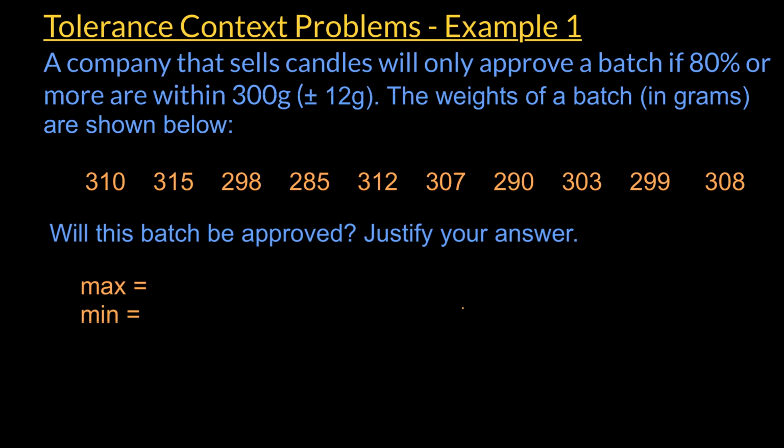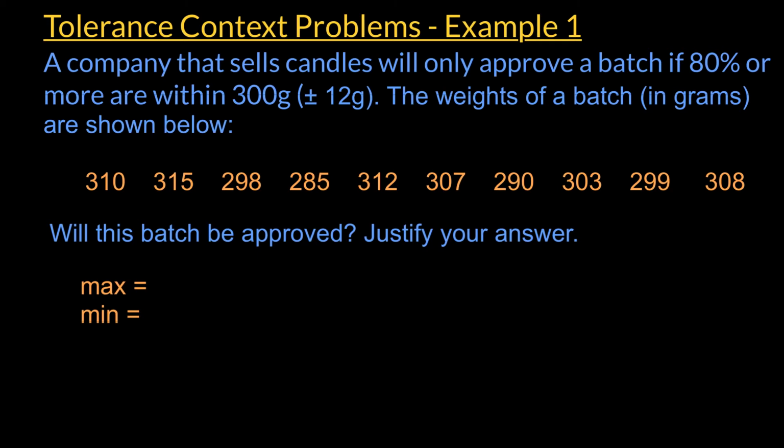So the first one says a company that sells candles will only approve a batch if 80% or more are within 300 grams plus or minus 12 grams. So talking about the weight of the candles. The weights of a batch in grams are shown below, and we have 10 different candle weights. Will this batch be approved? And we're being asked to justify the answer.